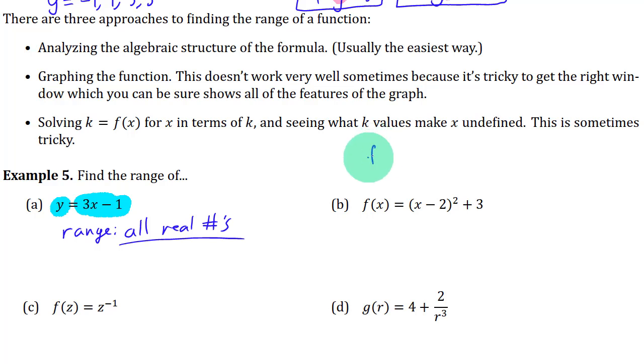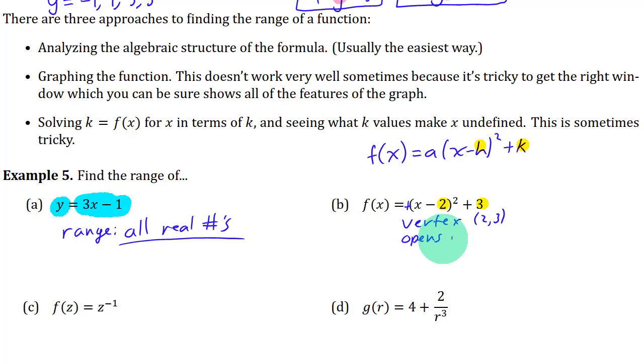Just a quick reminder, vertex form is f of x equals a times (x minus h) squared plus k. In this case, h and k are 2 and 3. So this has vertex (2, 3), and it opens upwards because it's positive in front. It doesn't have a negative number here. So the graph is going to have to look something like this.